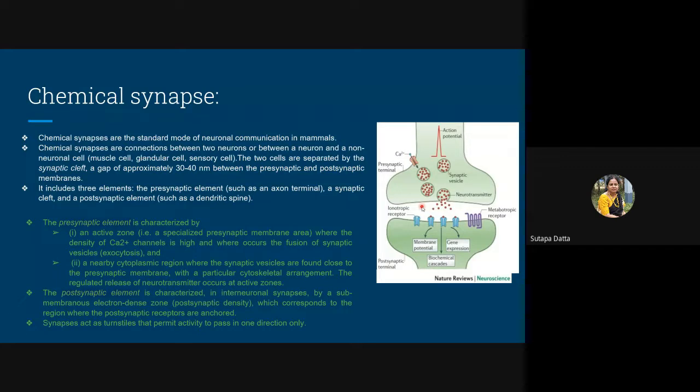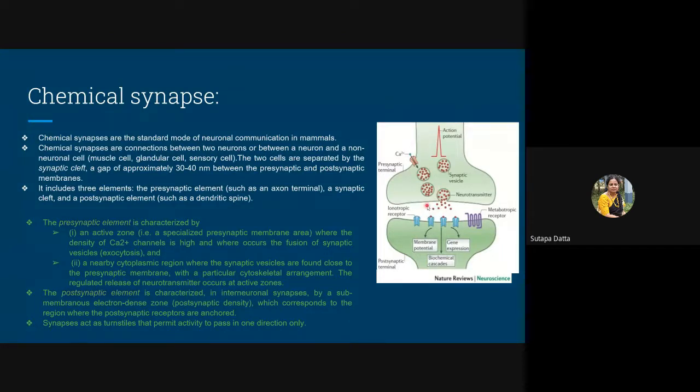Now, the presynaptic element is characterized by an active zone. What is that? This one is the active zone, which is characterized by the presence of a large number of calcium ion channels. The calcium ion channels are abundant in this region. So whenever there is any stimulus arriving at this position, the calcium ion channels will open. And whenever the calcium ion channels open, they allow the influx of calcium ions inside the presynaptic membrane. And the calcium ion influx causes the synaptic vesicles to fuse with the presynaptic membrane. Now, whenever the synaptic vesicles fuse with the presynaptic membrane, they release their content, that is, the neurotransmitters are released by a mechanism known as exocytosis.